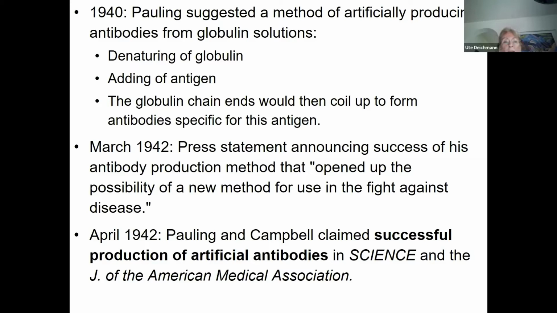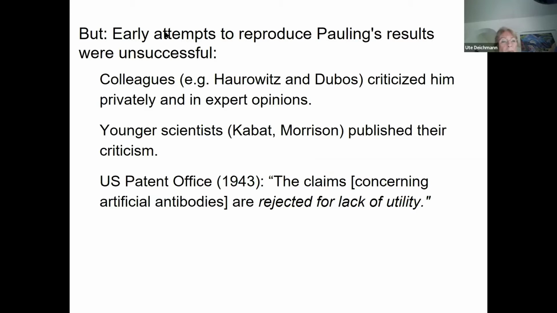But early attempts, mainly by colleagues and people who knew him, to reproduce Pauling's results were unsuccessful. Most colleagues did not publish their criticism, but criticized him privately and in expert opinions. Younger scientists, some of them, published their criticism, and the US Patent Office, to which Pauling had submitted his method, decided that his claims were rejected for lack of utility. So there were no antibodies.